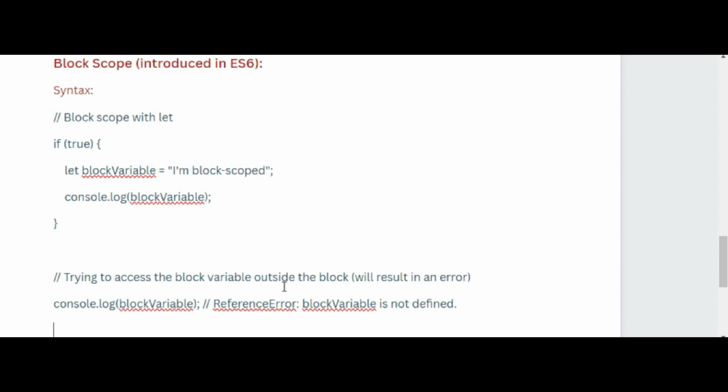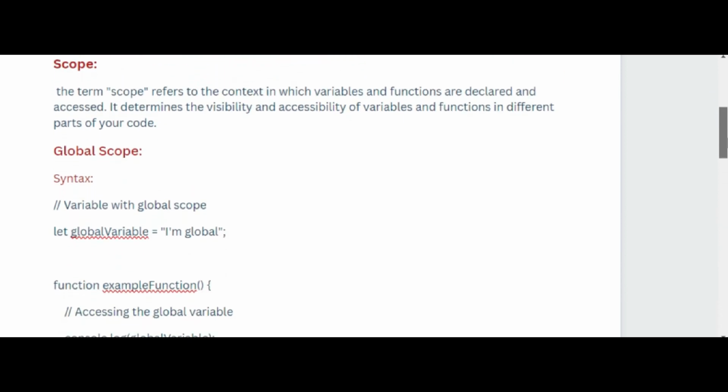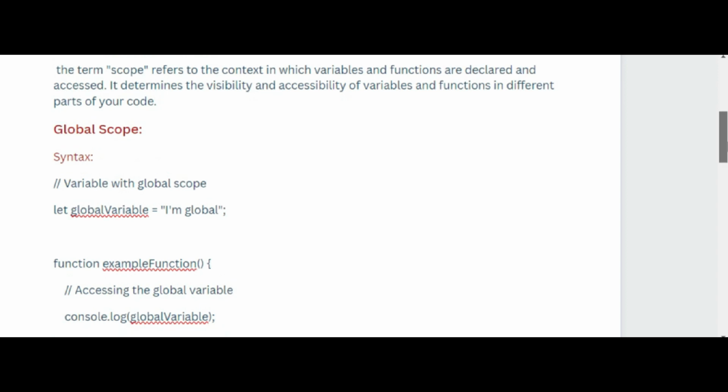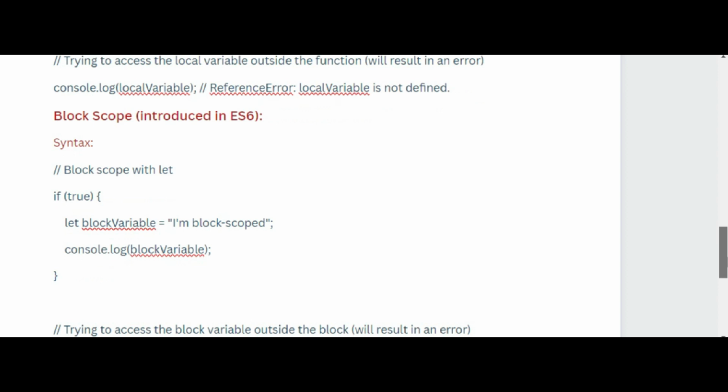This is all about scope, guys, where I explained to you first global scope, local scope, then after that block scope introduced in ES6 2015, right?